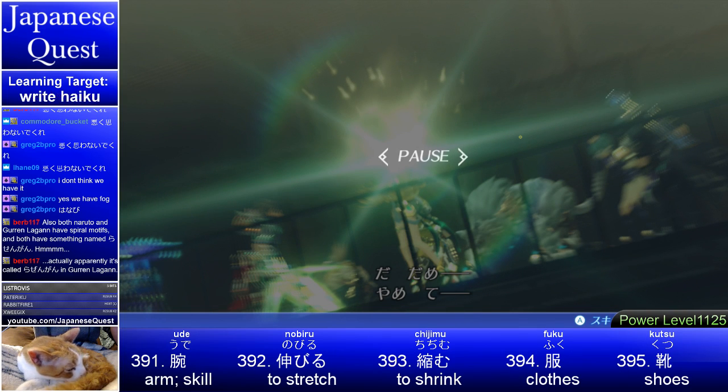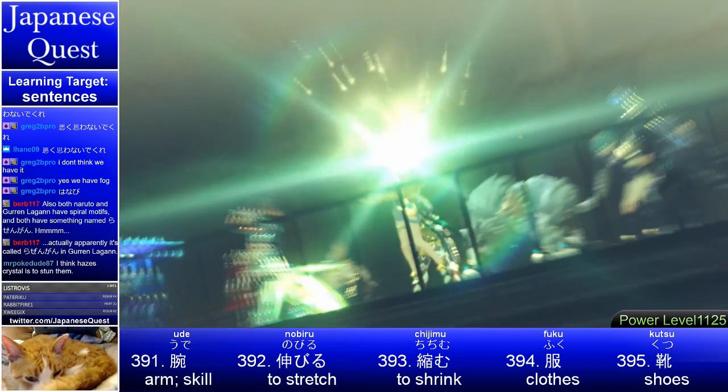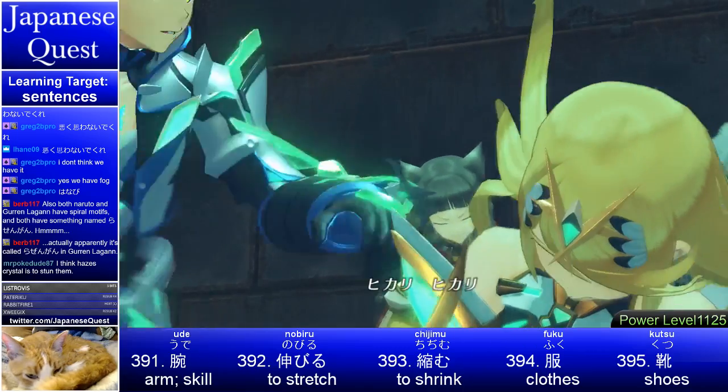Gurren Lagann, you're checking up. Yeah, Lassen means spiral. Do they call it Lazen in Gurren Lagann? Really? That's weird, because Lassen by itself means spiral and gone. Yeah, it can mean like hitting something, so I think that's what it means for Naruto. My Poke says, I think Haze's crystals just stun them. Okay.